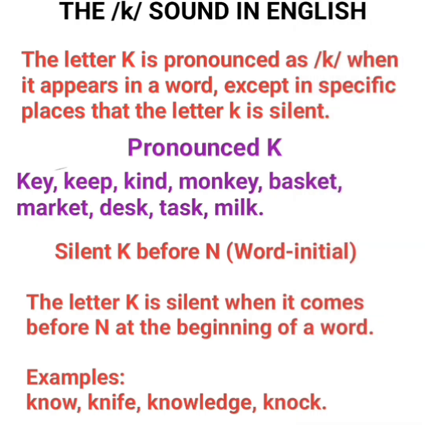Following the pattern of letter J, letter K as well is always pronounced as K, irrespective of where it is found. So K is written, and it gives the normal K sound. However, in very few cases, K is silent. Examples of pronounced K are stated here: key, kind, monkey, basket, market, desk, task, milk.